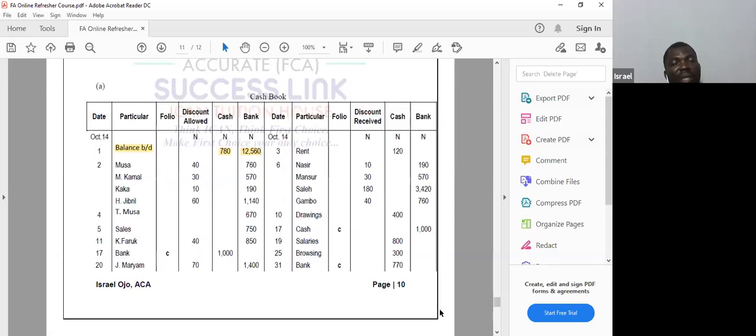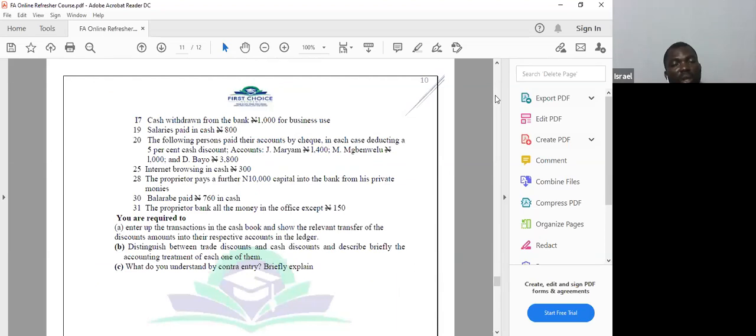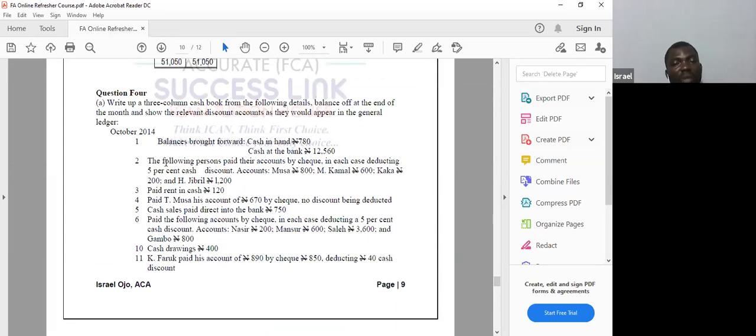Now, once they pay, it means it's coming into the account. They make payment by check, and we are the ones receiving it. If you look at this, they took advantage of the 5% cash discount. Cash discount is part of the double entry principle, and it is used to encourage prompt payment between clients. So we have the 5%.